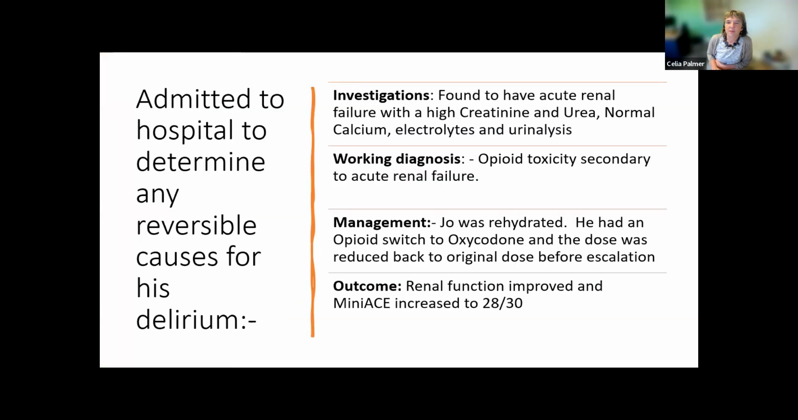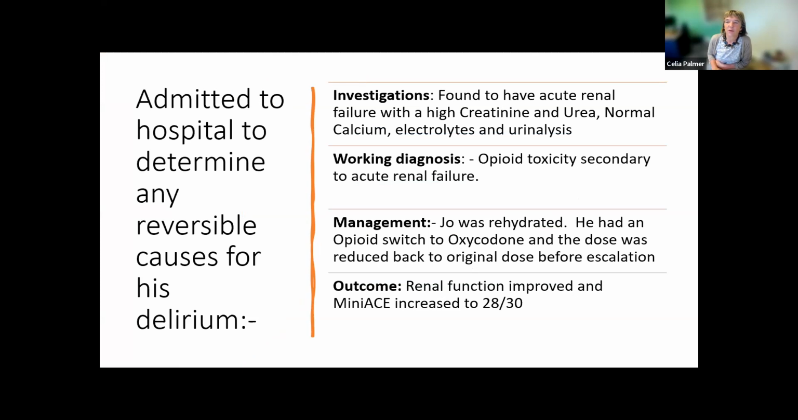These we often see with people who have got too much opioid on board. So at that stage, it was decided to admit him to hospital to determine any reversible causes for the delirium that we'd diagnosed. In hospital, he was found to be in renal failure. He had acute renal failure with high creatinine and urea. He had normal calcium and electrolytes, so nothing wrong there. His urine was normal, and no other infection was found.